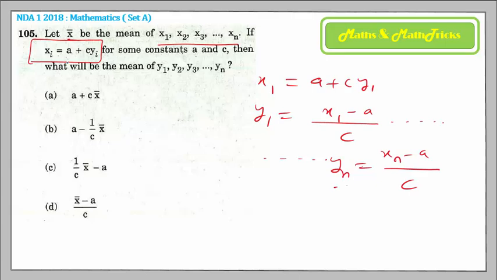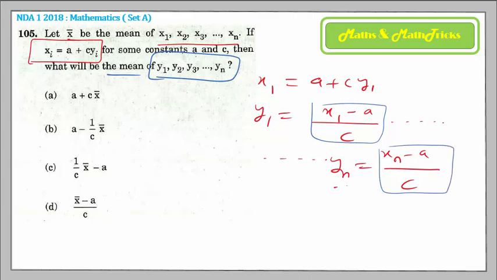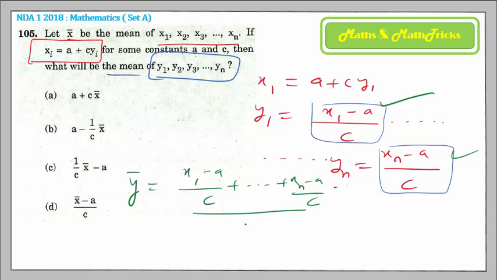Now why I did it so? Because they are demanding here the mean of these variables, and the variables y1 to yn are of this type. Okay, so means I have to find out the mean of these observations. So you know the mean formula, sum of the observations divided by number of observations. So when you are finding the y bar, that is the mean of y observations, this is the sum of all these observations I am going to add. There you see that x1 minus a by c, I will add until xn minus a by c, the whole divided by n.